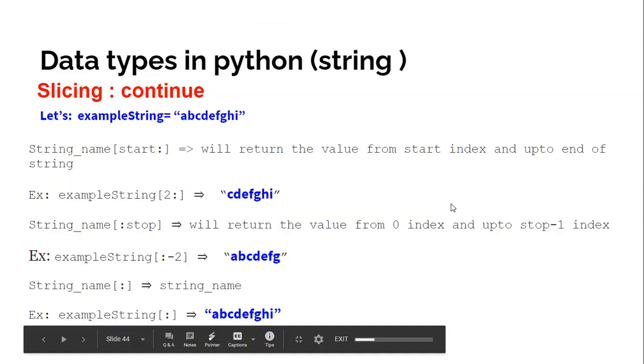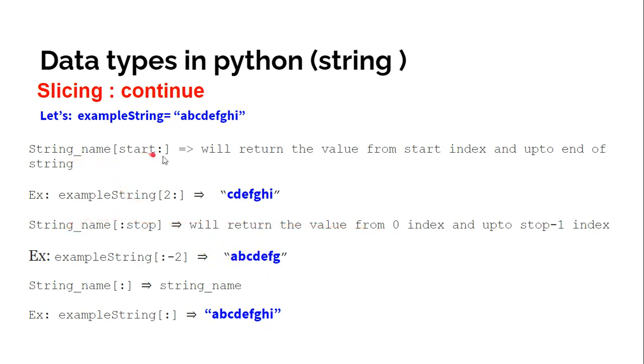So previously we have been slicing our string. String slicing was on the basis of start and stop value. I have told you that when you write a string name and then start and stop value, you will get the string from the start index up to stop minus one.